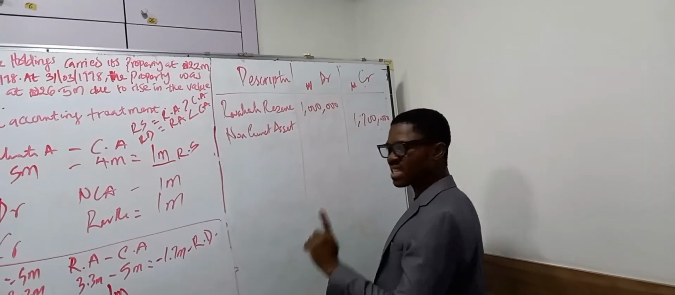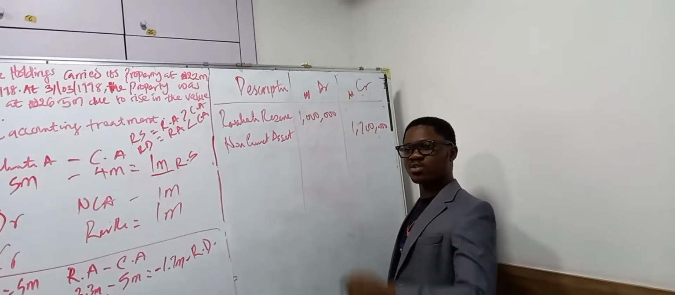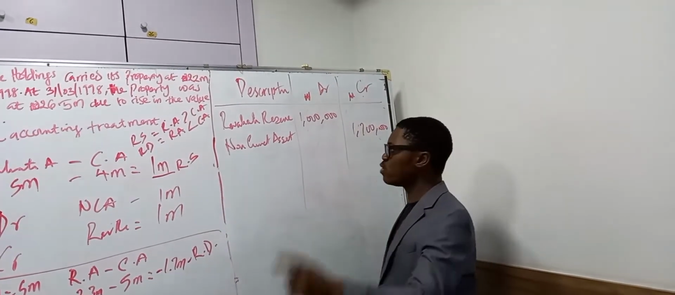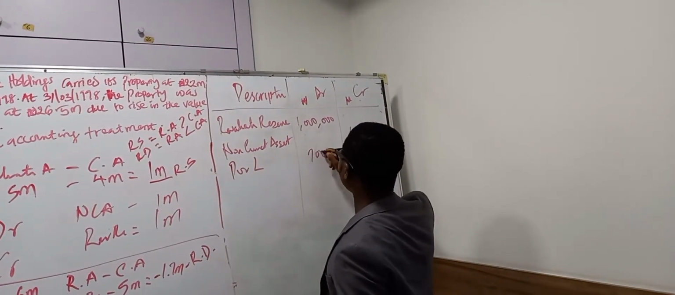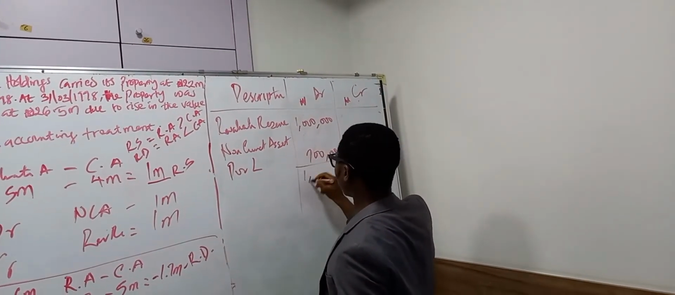The remaining 700,000 naira is the excess of the revaluation deficit over the initial revaluation surplus. The profit or loss is debited with 700,000 naira.